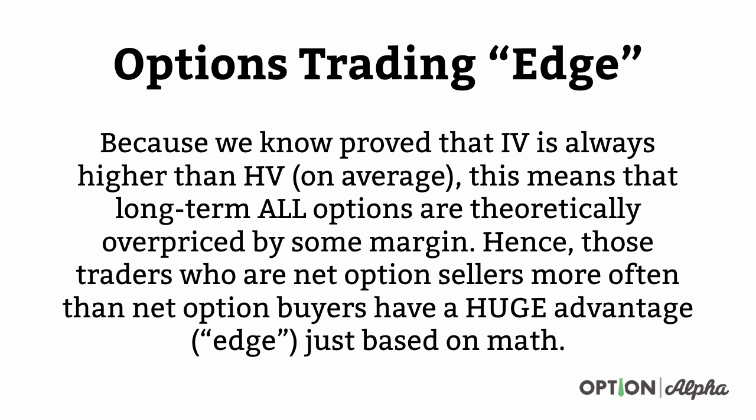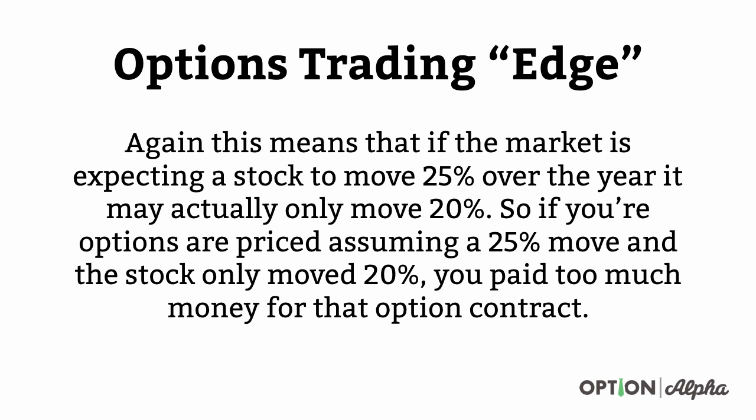But the reality is that the traders who are net option sellers more often than net option buyers have a huge advantage or edge just based on the math. And again, one last time before we go through an example using real options pricing, this means that if the market is expecting a stock to move 25% over the year, it may actually only move 20%. So if your options are priced assuming a 25% move in the stock and it only moved 20%, you paid too much money for that contract because the stock wasn't as volatile as you expected.